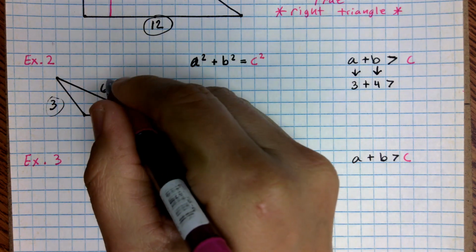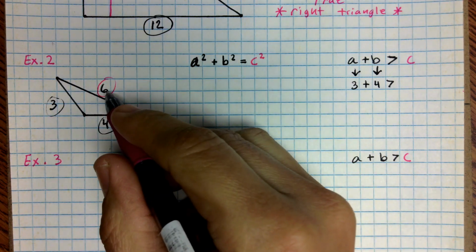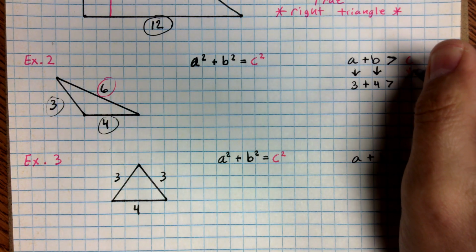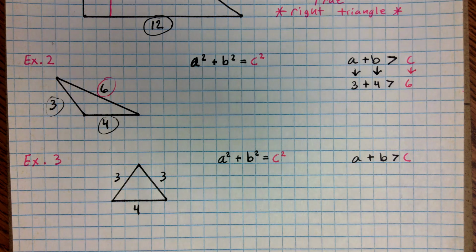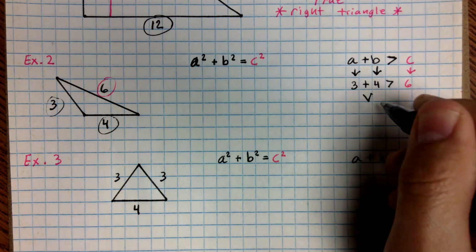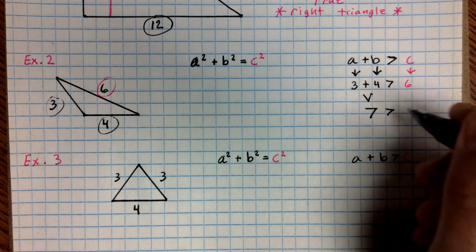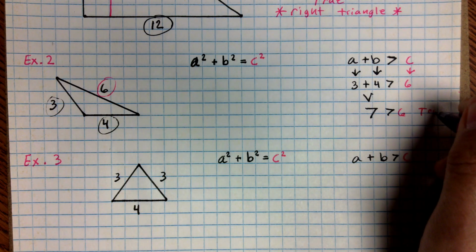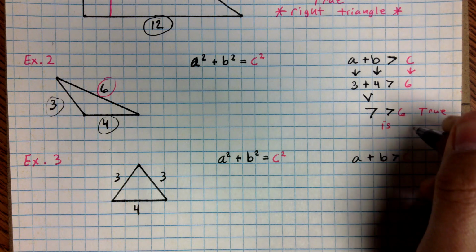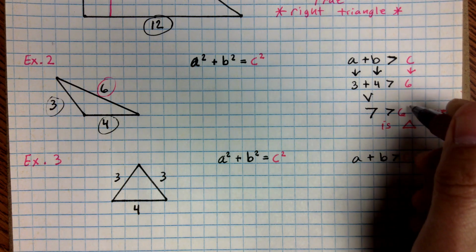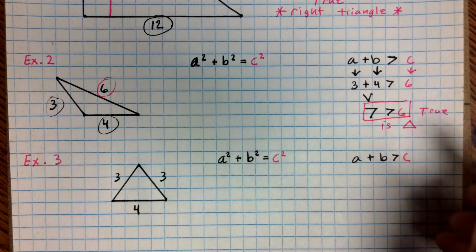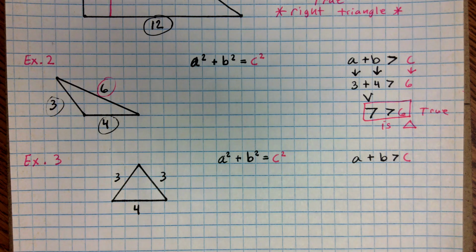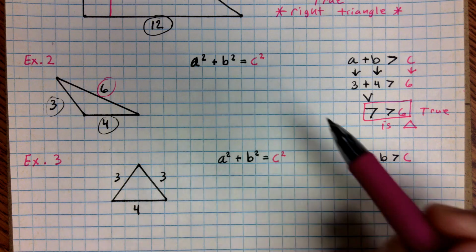And then I'm going to substitute the largest value, which could be a hypotenuse, we don't know, for C. And so I have 3 plus 4, that gives me 7, and I have 7 is greater than 6. This is a true statement, so this is a triangle. Now we don't know what type it is, but this statement right here tells me that this is definitely a triangle.